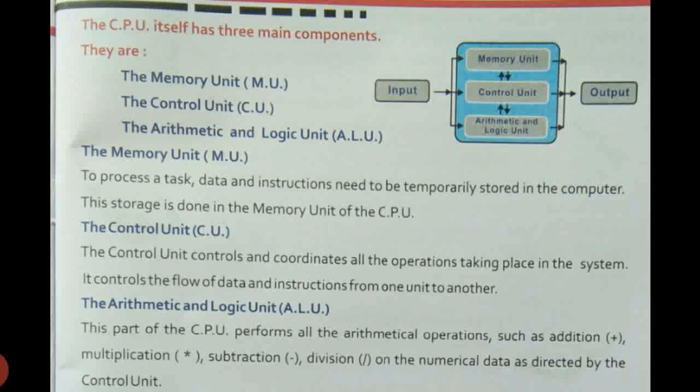And third one, the arithmetic and logic unit, that is ALU. This part of the CPU performs all the arithmetical operations such as addition, multiplication, subtraction, division, and numerical data as directed by the control unit. Students, whenever you want to use arithmetical operations like addition, multiplication, subtraction, division, and other numbers, at that time the arithmetic and logic unit will be used.